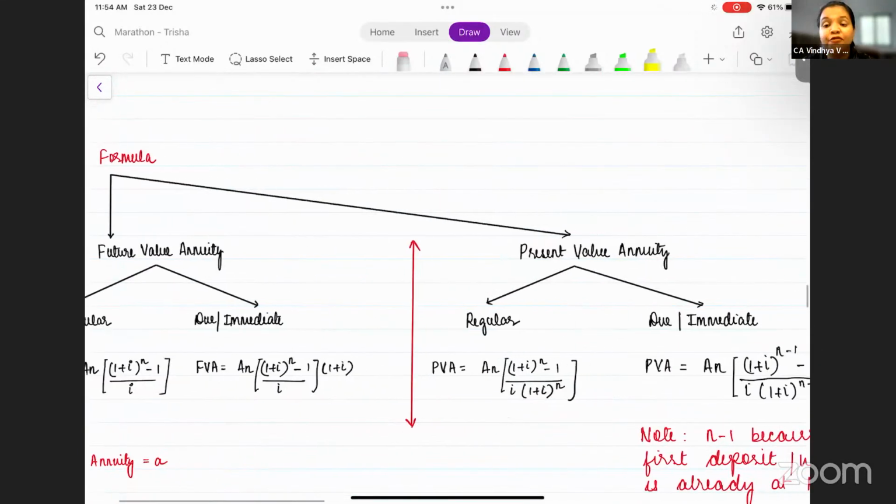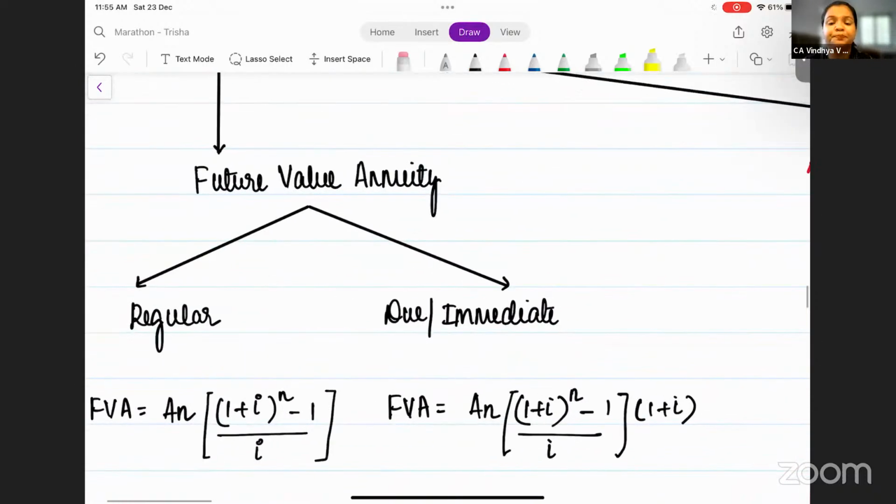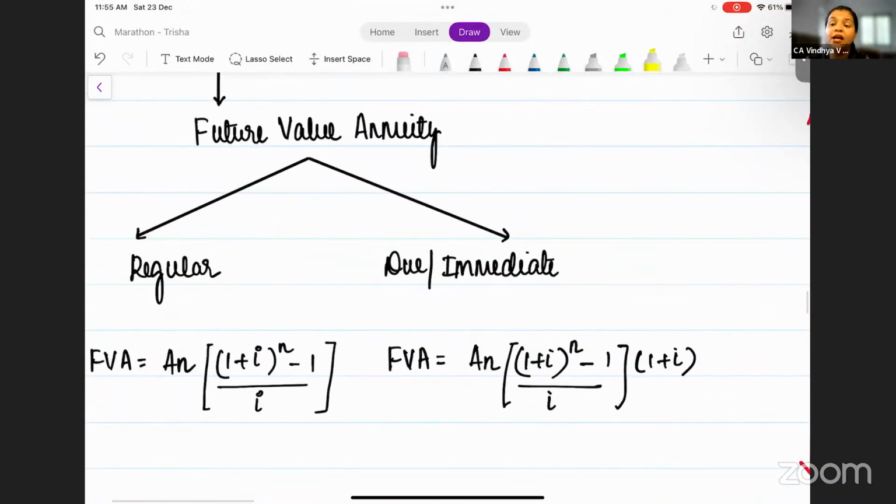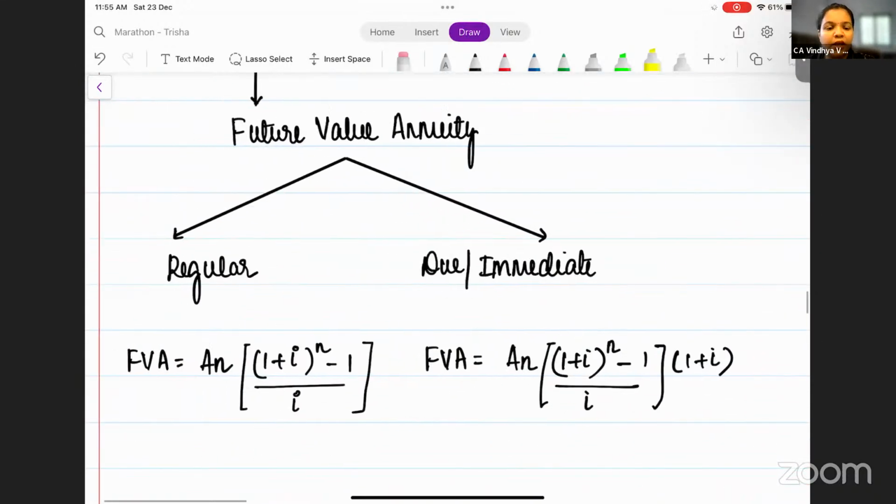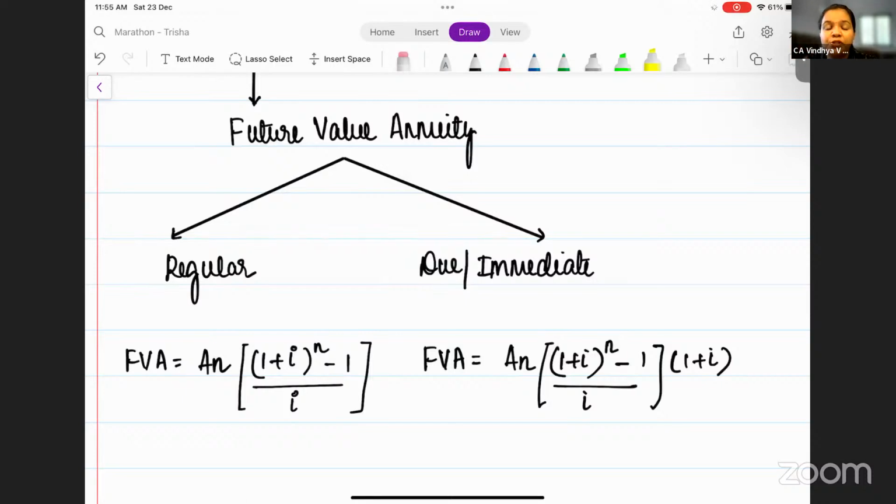Okay, then we have 4 formulas for this. Future value annuity, annuity regular, annuity due. First, future value annuity regular, which is given as annuity into (1 plus I to the power n minus 1) divided by I. This an means annuity. Okay. You know what is FVA. FVA means future value annuity. 1 plus I you know, n you know.